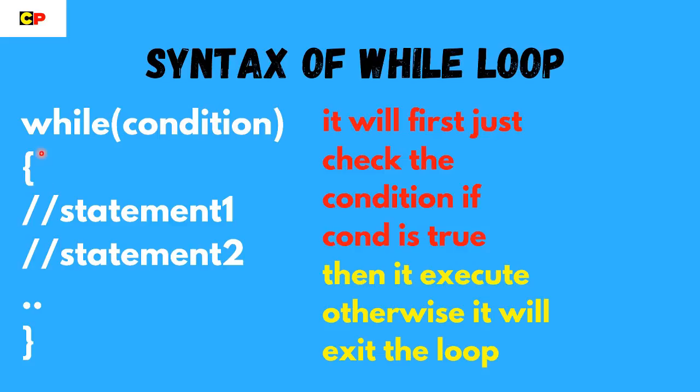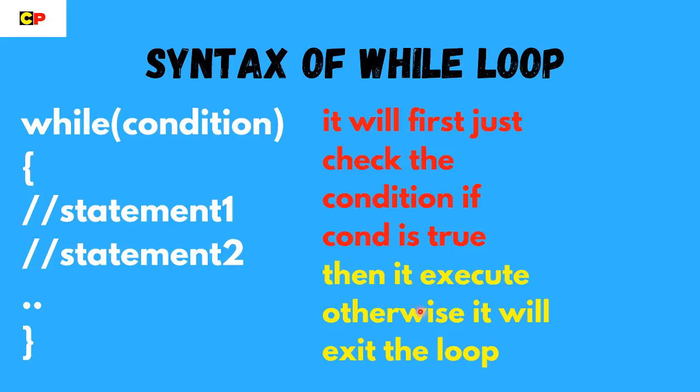Then again it will come to the same starting point, check the condition again, and execute the same statements again. Then again it will go to the top, check the condition, and if it is true, execute the same statements. Then the question arises: when will this loop exit? To exit the loop, the condition needs to be false. If at some point the condition becomes false, it will stop executing the same statements again and again. It first checks the condition. If the condition is true, it will execute; otherwise it will exit the loop. So this is the basic syntax of the while loop.